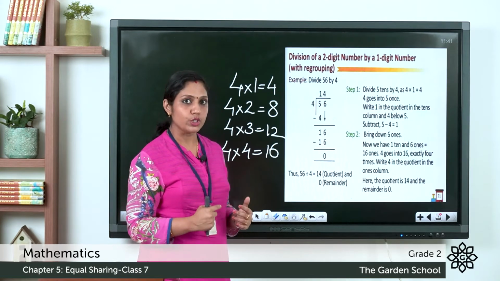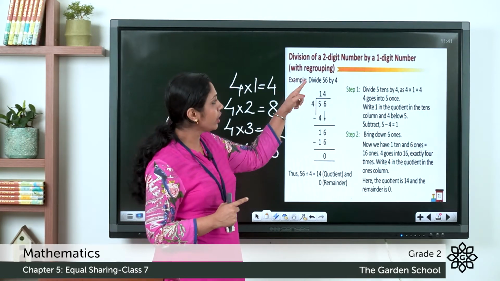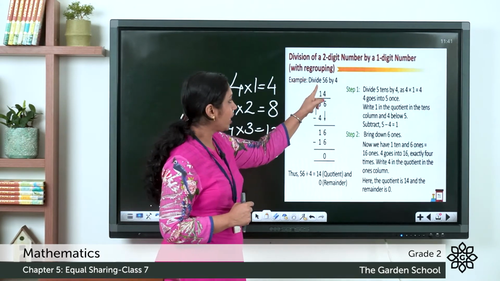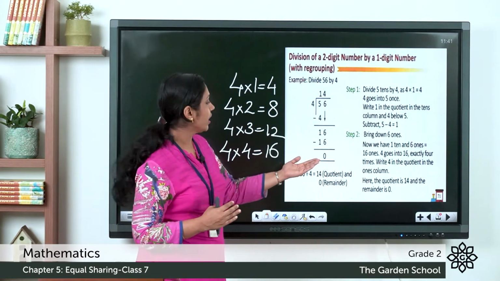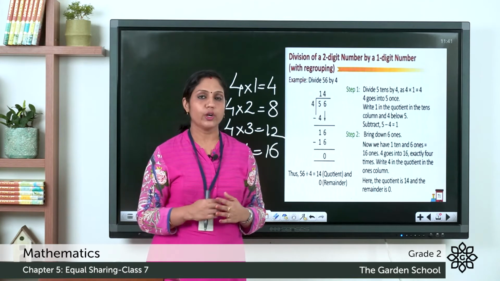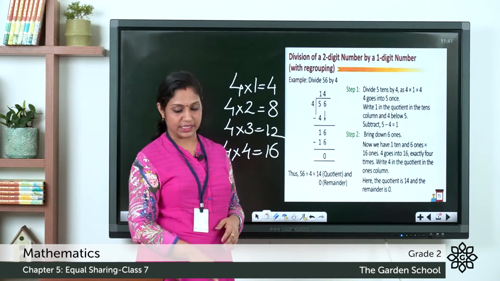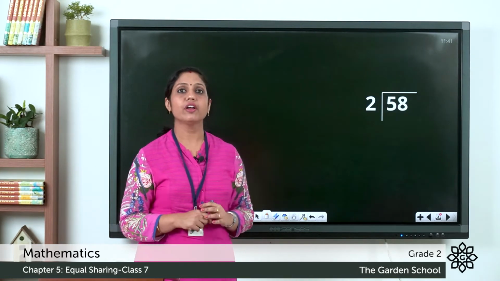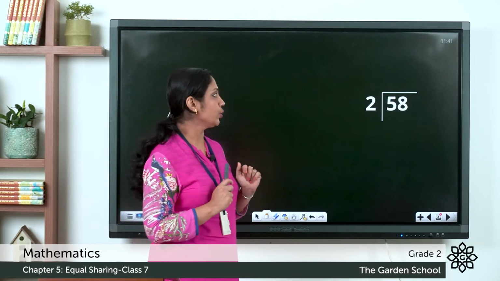So what is the quotient? The quotient appears on the top of the line. So 14 is the quotient and the remainder is 0 here. So this is how we divide using regrouping. Let's check some more examples. Here we have 58 by 2.